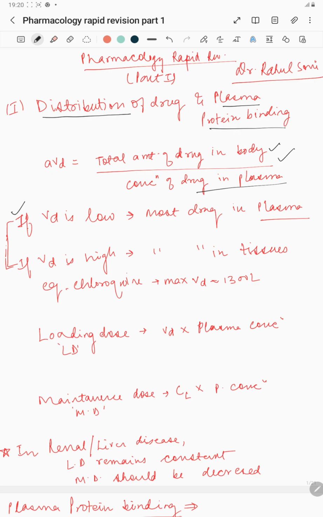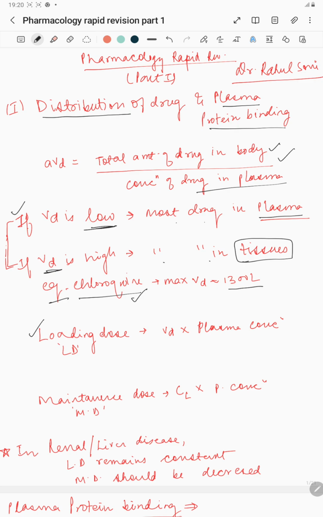Now, the concept is if volume of distribution is low, then most of the drug will be present in the plasma only. If the volume of distribution is high, maximum drug is present in the tissues. For example, chloroquine has the highest volume of distribution, which is 1300 liters. So there is a very high risk of toxicity when there is intake of chloroquine on a long-term basis.